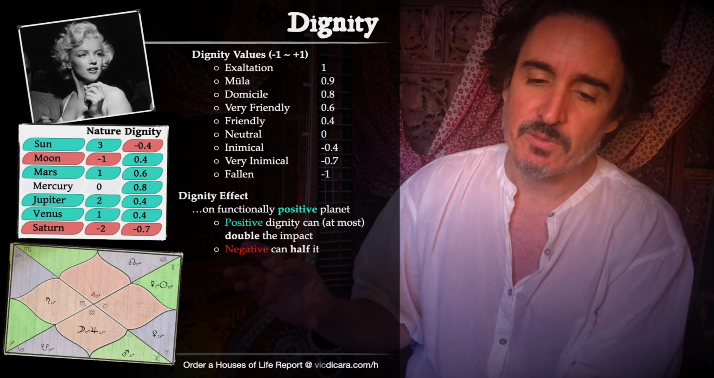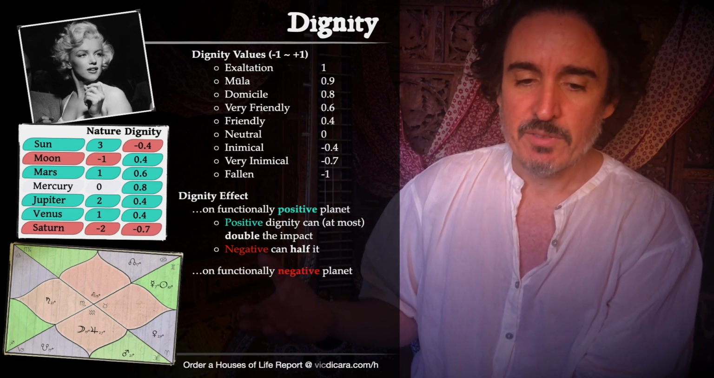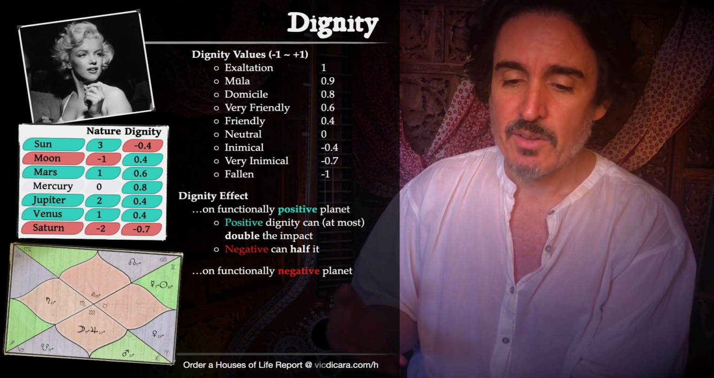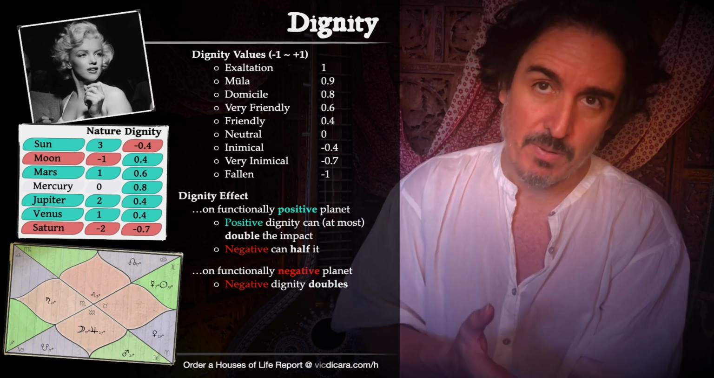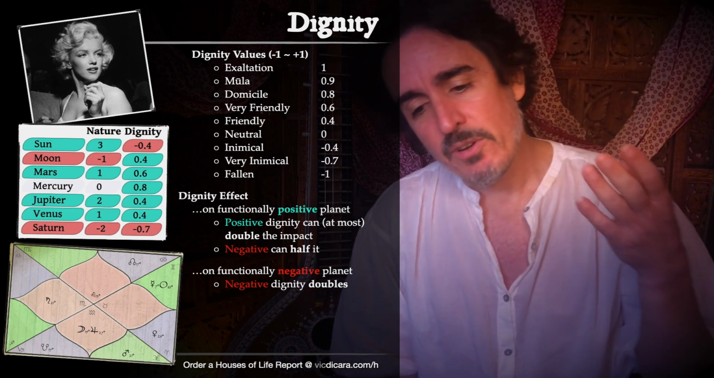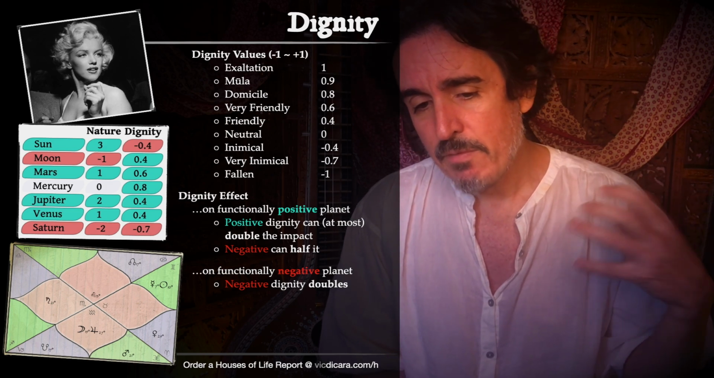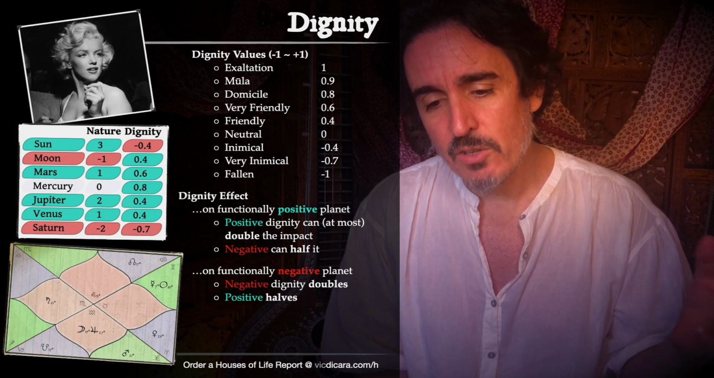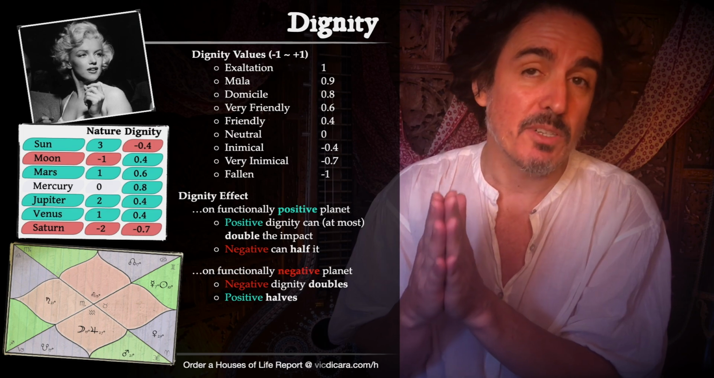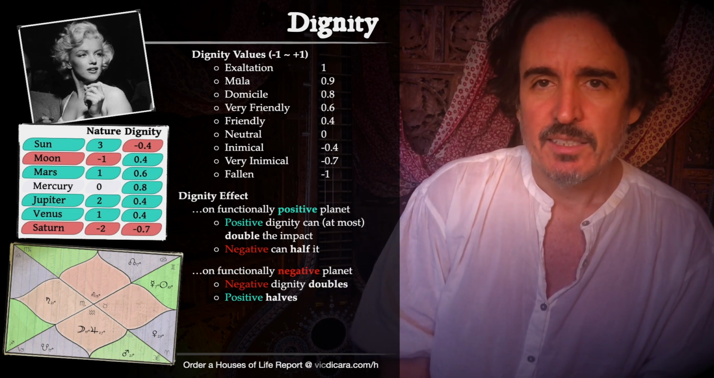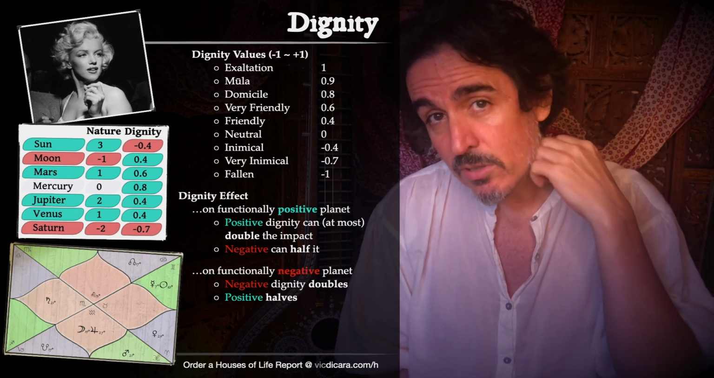It's the opposite if it's a functionally negative planet. So in that case, if you're functionally negative like Saturn, in her case, and you have a negative dignity like Saturn in her case, then you will as much as double the negative impact. And if you're a functionally negative planet like the Moon, in her case, but you have positive dignity like the Moon, then the negative impact of the planet is reduced by as much as half. So this is how dignity affects functionally positive and functionally negative lords or planets.